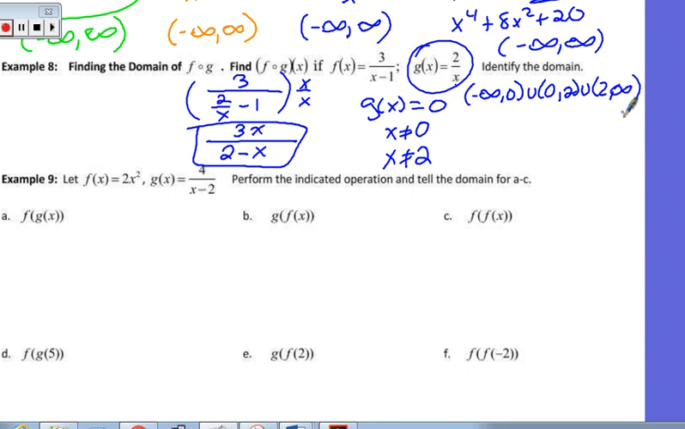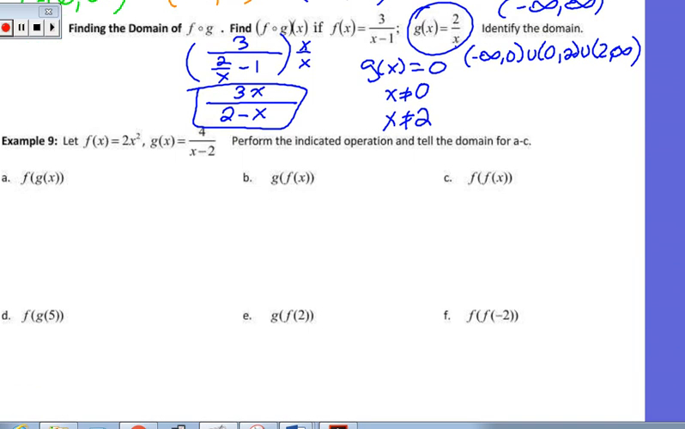All right, so let's look at a couple of these here. We'll go through them. That will be the end of our lesson here. Now I'm defining f of x as 2x squared, g of x is 4 over x minus 2. I want to know what is f of g of x, so we're going to put all of g of x into here. So that's going to get us 2 times 4 over x minus 2 squared. So we're going to square what's inside there first.